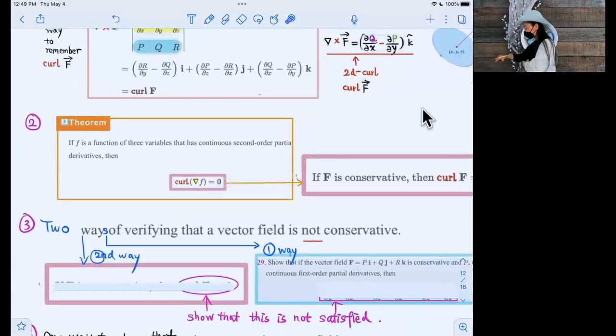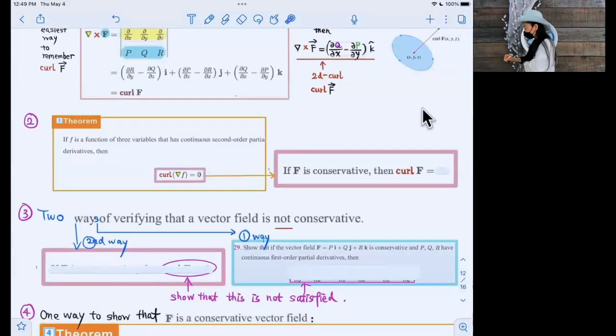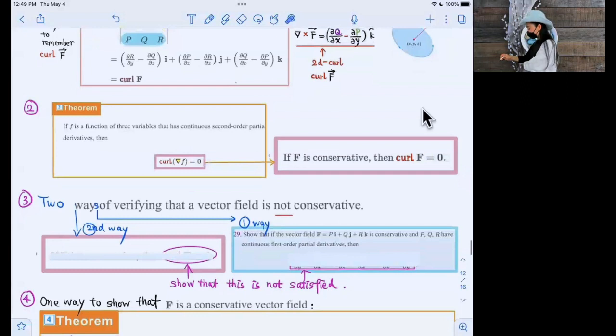It was proven. Now, if the vector field is conservative, then what happened to the curl of it? Yeah, that's equal to 0, because of that. What does conservative mean? Conservative means that it could be written as the gradient of f. This can be written as the gradient of another function f. So that's equal to 0.